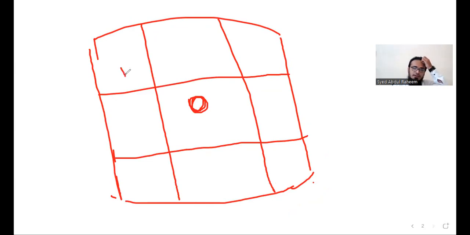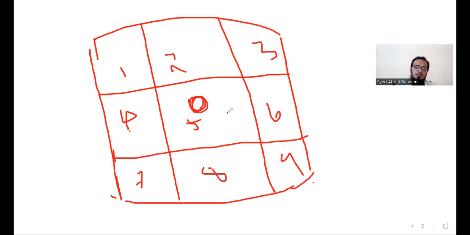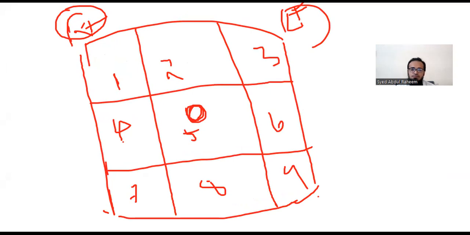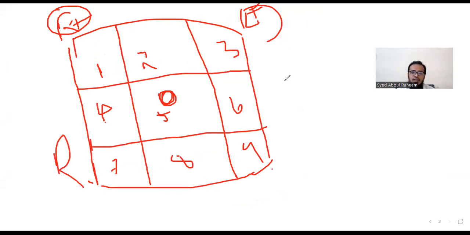Okay. So this is the 1, 2, 3, 4, 5, 6, 7, 8, and 9. So these are the 9 divisions of abdomen. This is the right side of the body. This is the left side of the body. R means right. L means left. So this is the 9 divisions in the abdominal area.